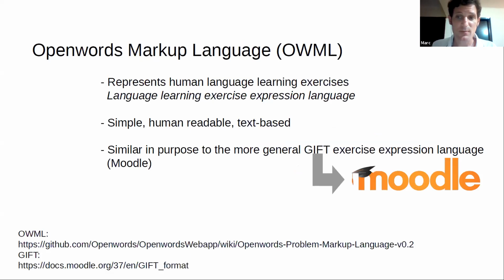So let's talk a little bit about the Openwords markup language, because I think that is one of the innovations that we developed. It represents human language learning exercises. That is what it does. It is a language learning exercise expression language. It is intended to be simple, human readable, text-based, and it is similar in purpose to the more general GIFT exercise expression format, and that's from Moodle.